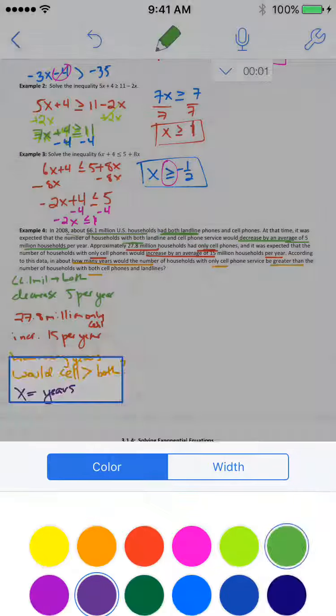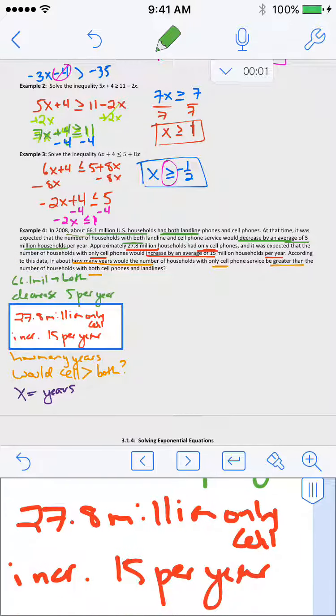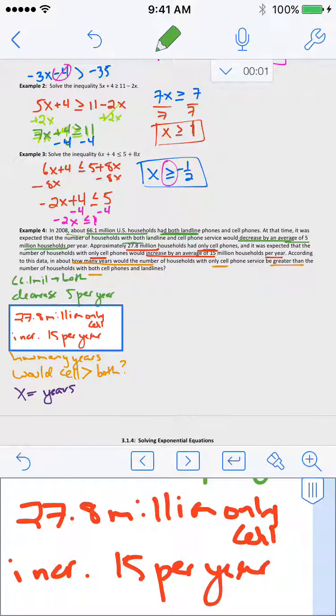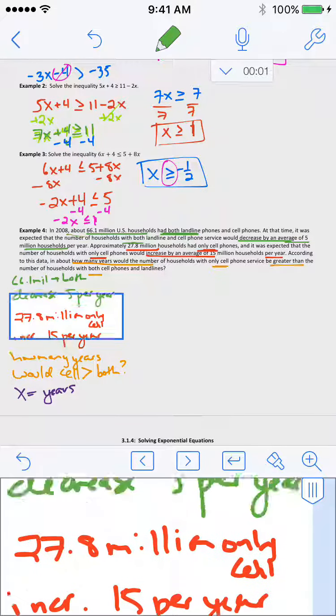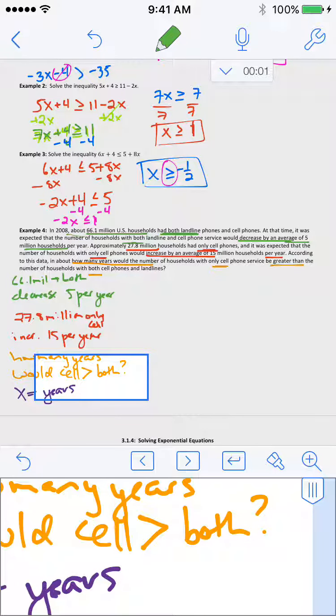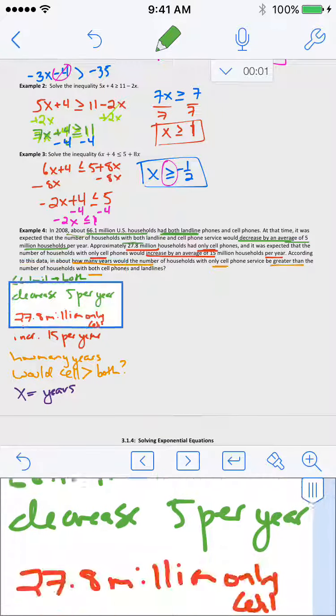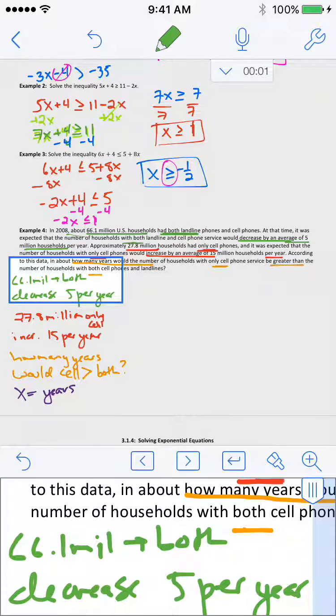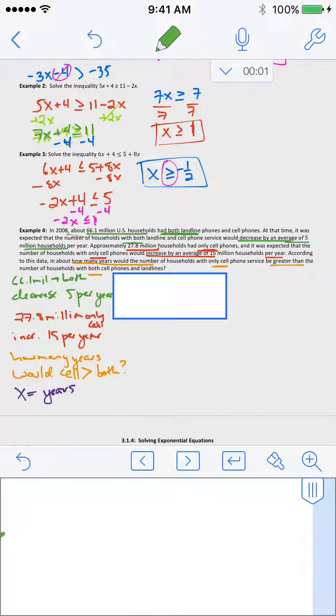Alrighty. The next step is to make expressions out of both of these. Remember, expressions don't involve equal signs. That way we can put them together as they have asked, right? So we want an expression for cell and an expression for both. So let's try that, the both expression.